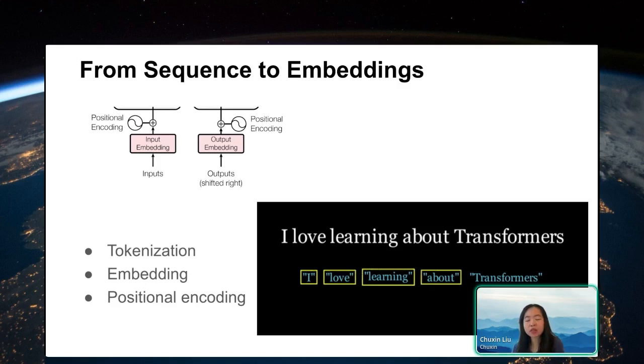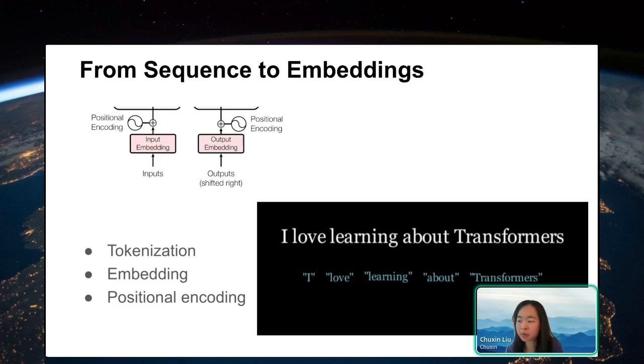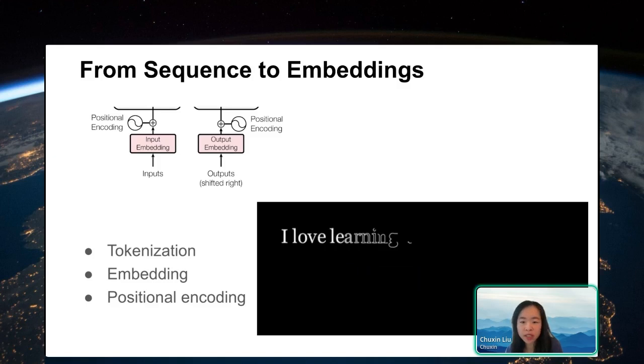The embedding will be trained during the transformers training. And then the third step, we want to also include some information about the positions. So we use positional encoding to add some numbers onto the final vector.